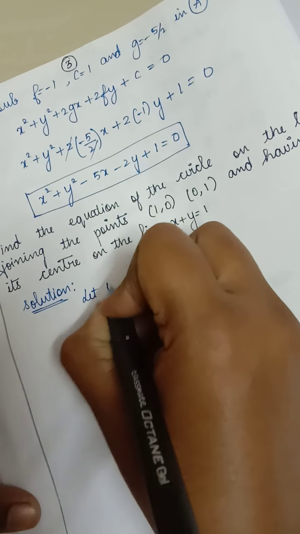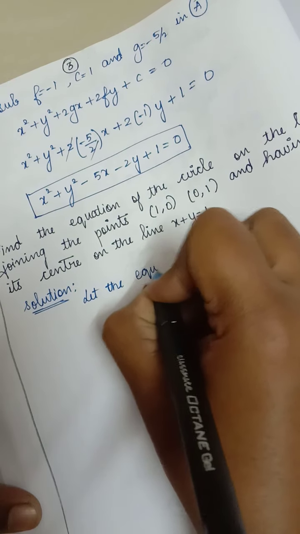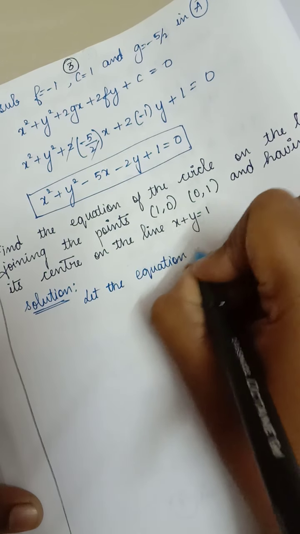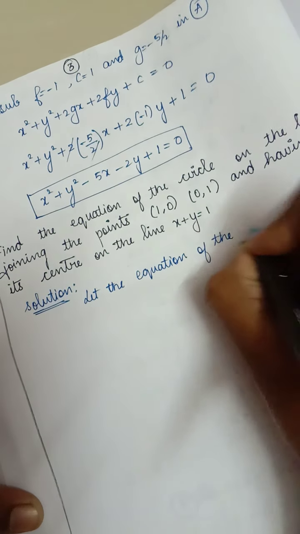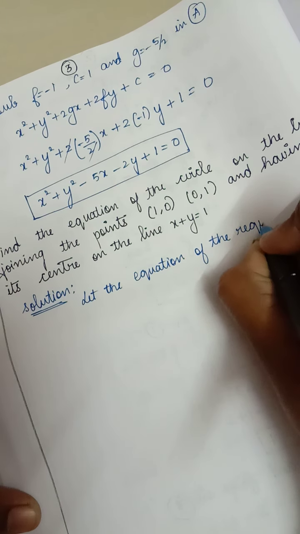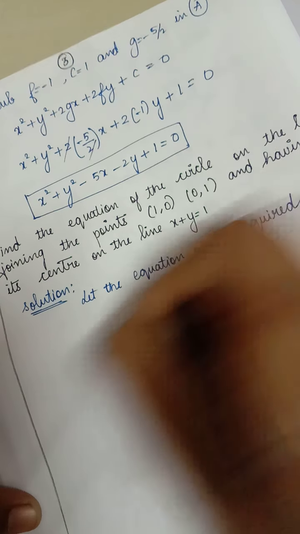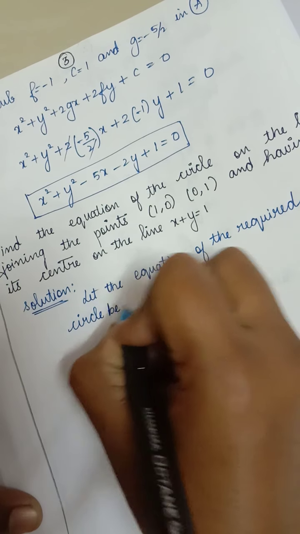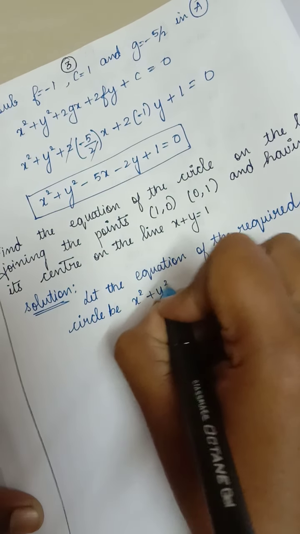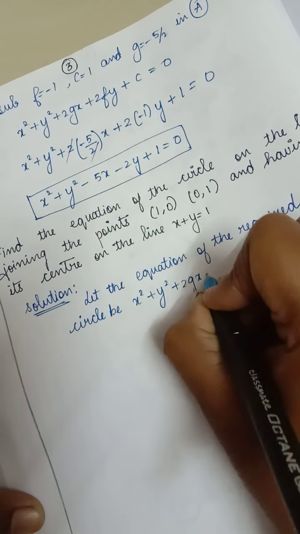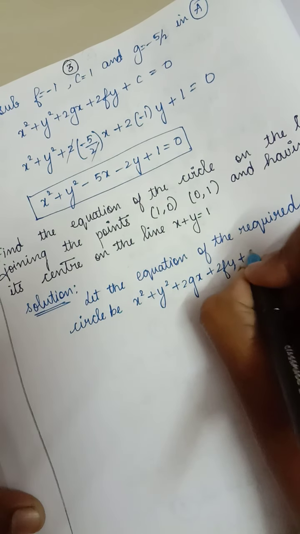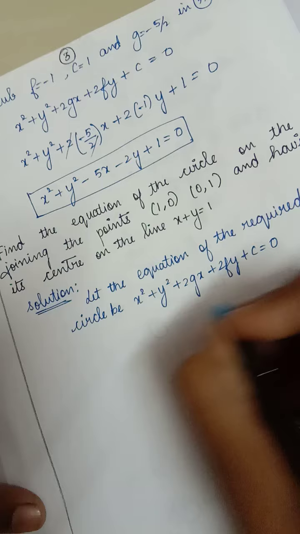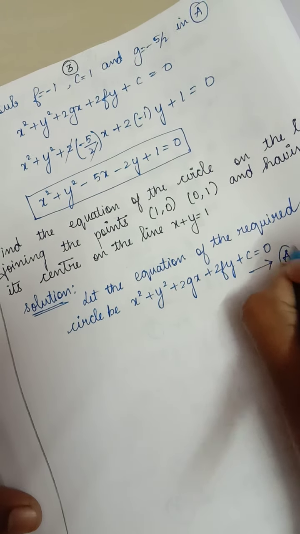Let the equation of the required circle be x square plus y square plus 2gx plus 2fy plus c is equal to 0. Okay, so let this be equation A.